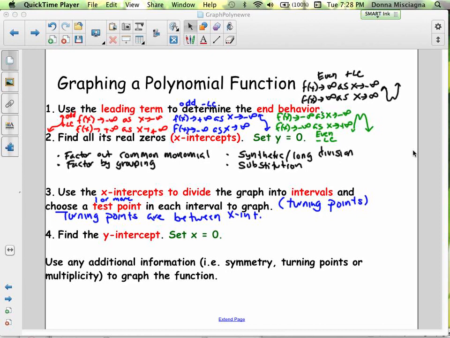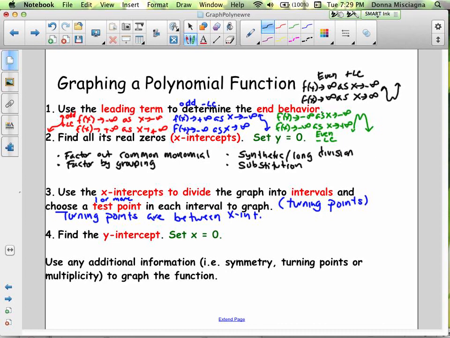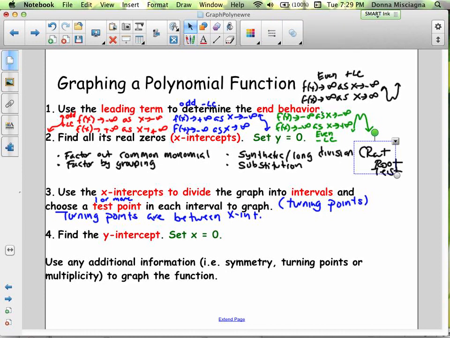We need to find all our real zeros, our x-intercepts. We set y equal to 0, and then we use one of our techniques. Make sure you show all of your steps. Factoring out a common monomial. Once we do that, we'll have a quadratic to factor, or maybe we can do factor by grouping with a polynomial, something cubic. Factor by grouping. We have synthetic and long division, and this is using the rational root test. So right here on this one, we'll be using the rational root test. And then we have substitution, right? And for all of them, make sure you show your steps.